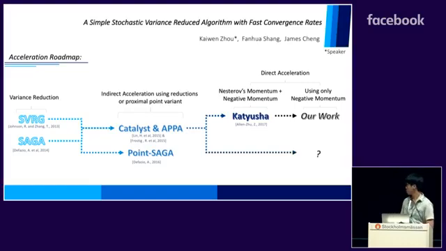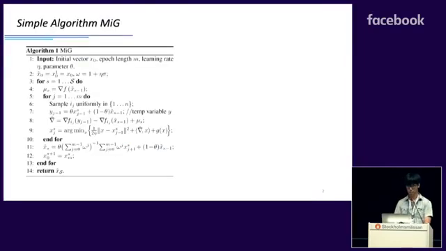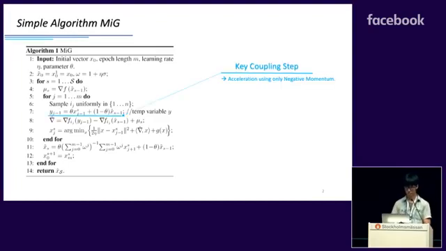And I also put a question mark here because the direct acceleration of SAGA is still unknown. Okay, let's go directly to the algorithm. As you can see here, our algorithm is very simple. It's very similar to SVRG, except for 2 or 3 steps. The first one is the key coupling step.